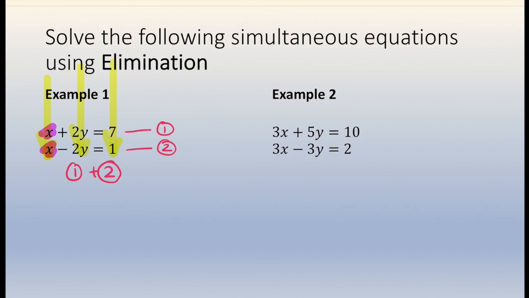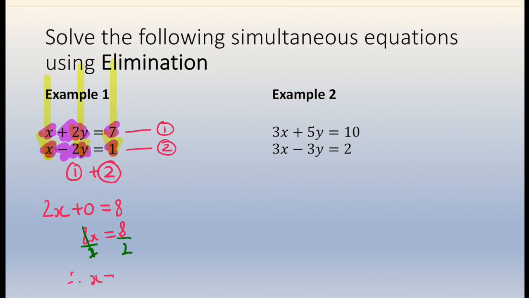x plus x, well, that's 2x. Now, the reason why I'm adding is here, plus 2y minus 2y, well, that gives us 0. That's awesome. We've eliminated y, and now we've got everything in terms of x. And so finally I go 7 plus 1, and I get my answer as 8. So therefore I'm left with 2x equals 8. I can divide both sides by 2.